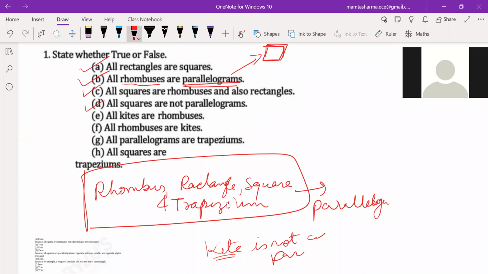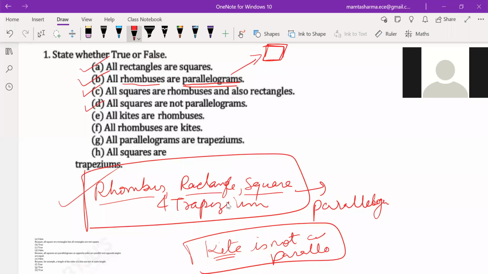Okay. Other than kite, all the shapes, rhombus, rectangle, square, trapezium, they are a kind of parallelogram. Okay. Now see, all kites are rhombus? Yes, ma'am. False, ma'am. How? It is true.